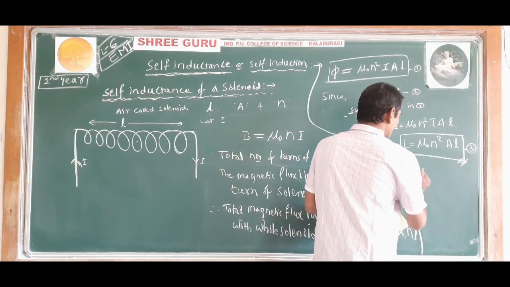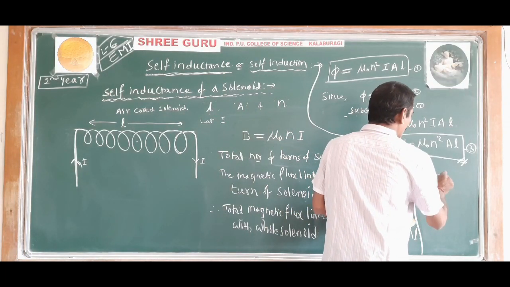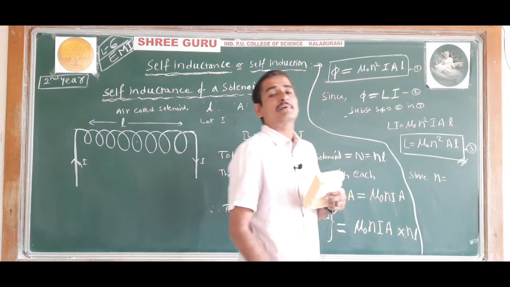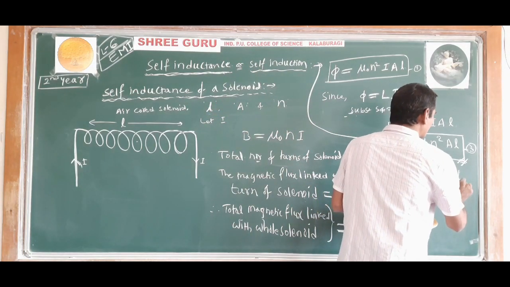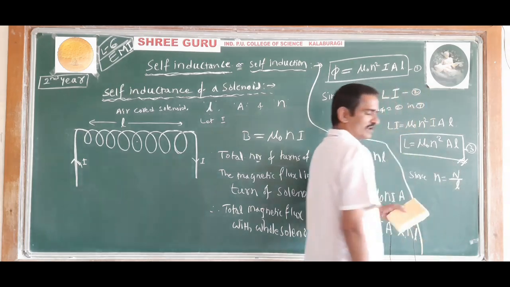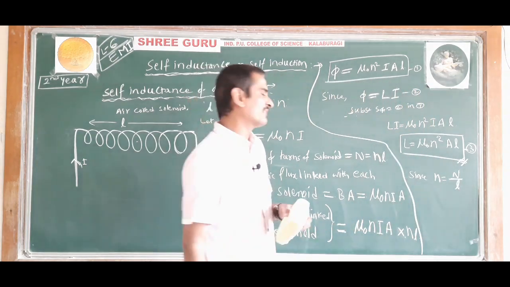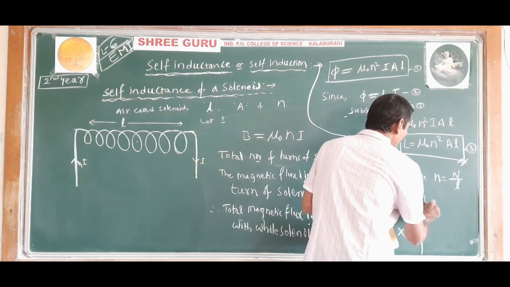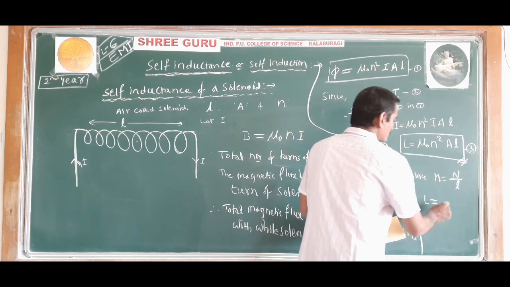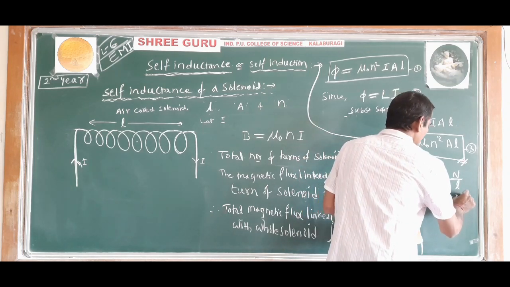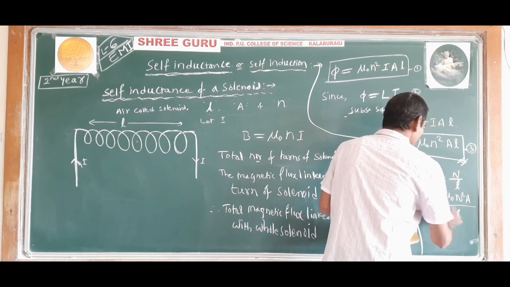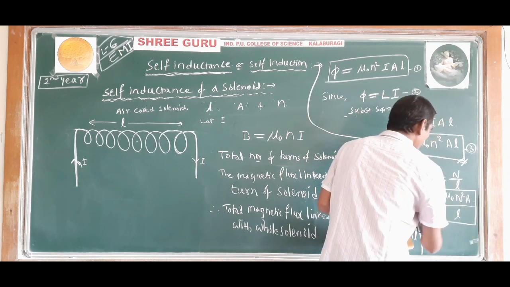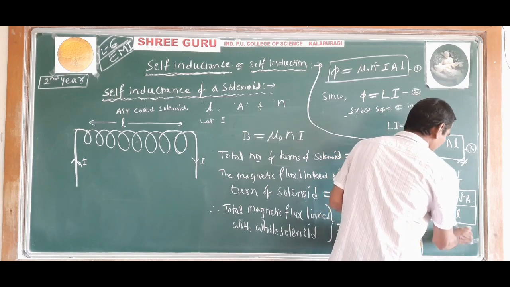And since small n is the number of turns per unit length, that is nothing but the total number of turns divided by the length of the solenoid. So therefore you can write L is equal to mu naught n square A divided by L. So this is the final expression.